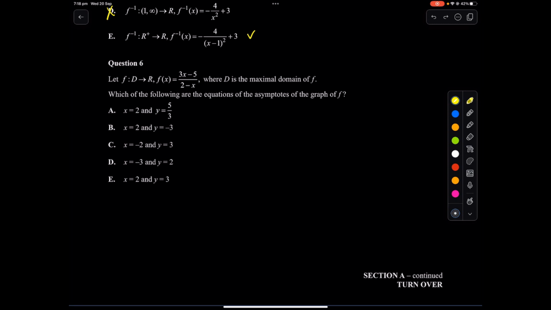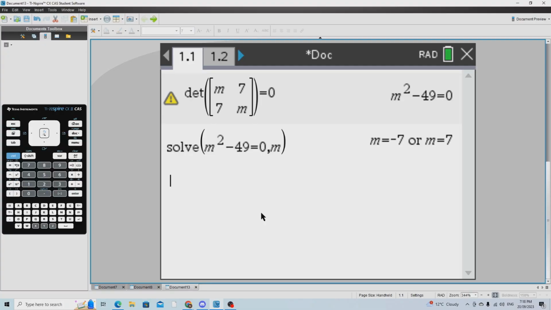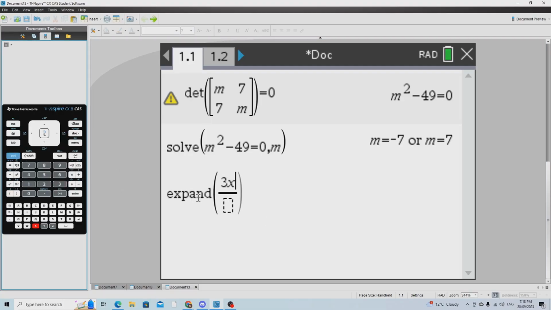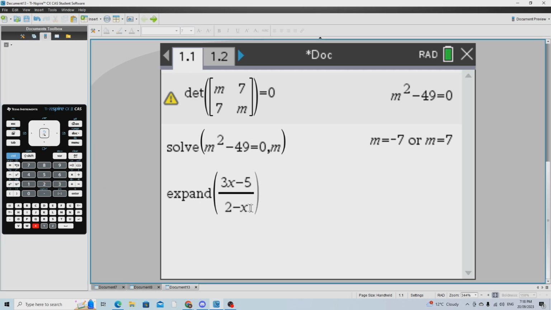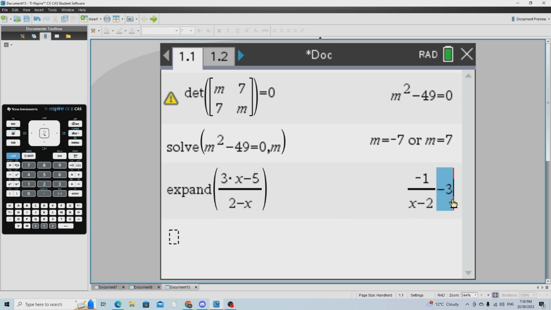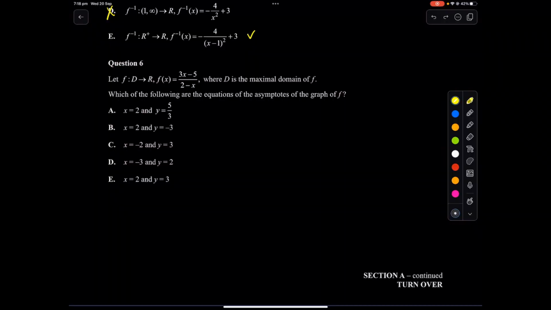Question 6. So let f(x) be this, where d is the maximum domain, which will follow the equation with the asymptotes of the graph. Very easy. Use your calculator. So what I would do is say, on my calculator, expand this expression, which is (3x - 5)/(2 - x). Perfect. So here, y = -3 is an asymptote. And over here, if we solve the denominator for 0, x = 2 is another asymptote. So x = 2 and y = -3. Choose B as your answer, yep.